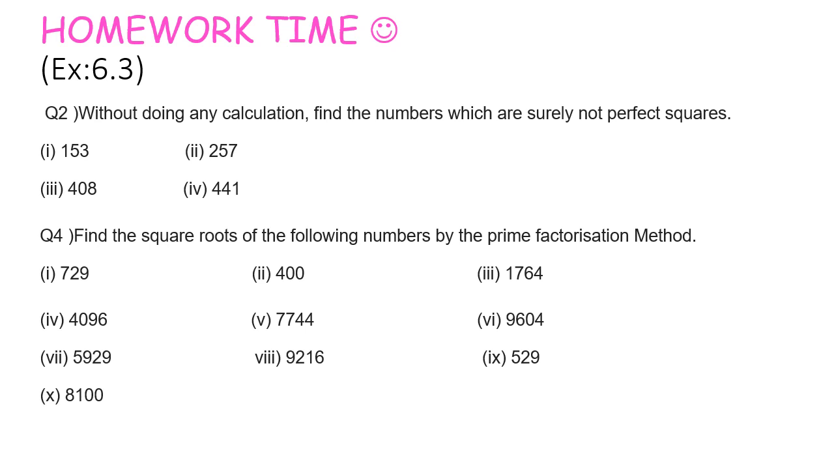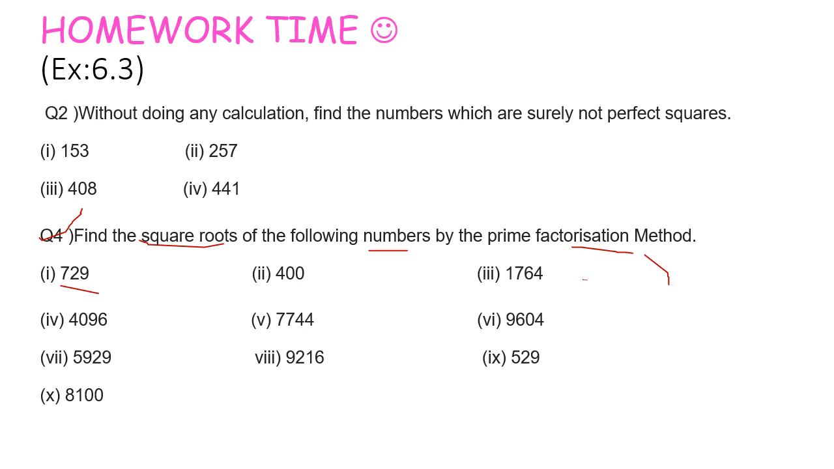Okay students, here what does question number 4 say? This is what we have done. Find the square roots of the following numbers by the prime factorization method. You have to find out the square roots of these numbers by using the prime factorization method. Okay, so I hope you can do it. Let me just do one question from here. Let me take 729. Okay, so 729, just a second.